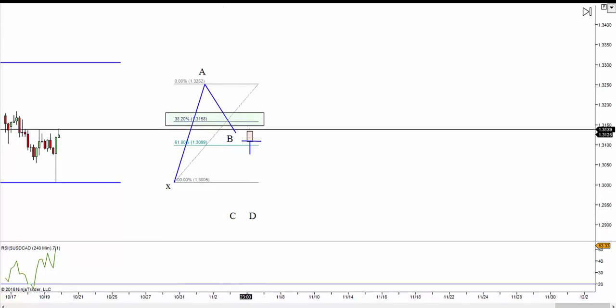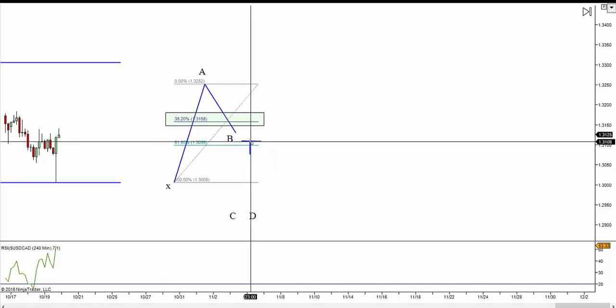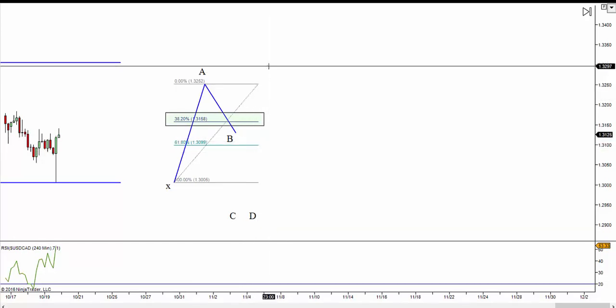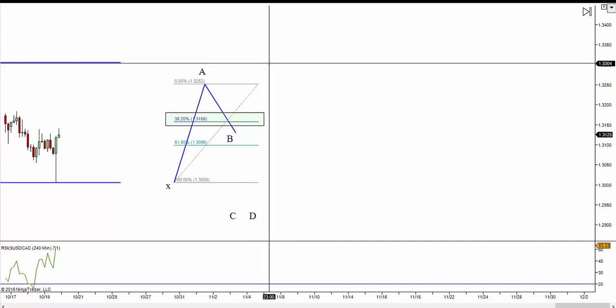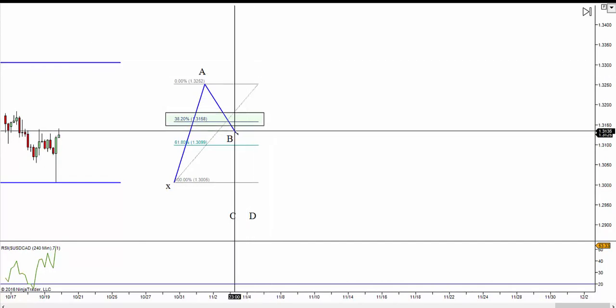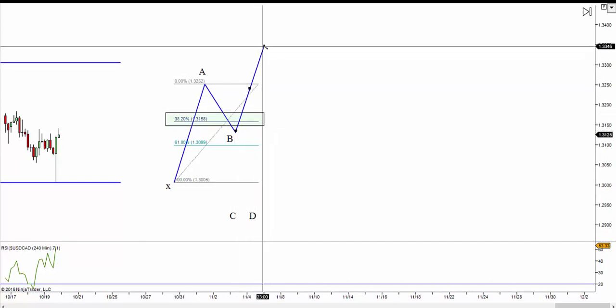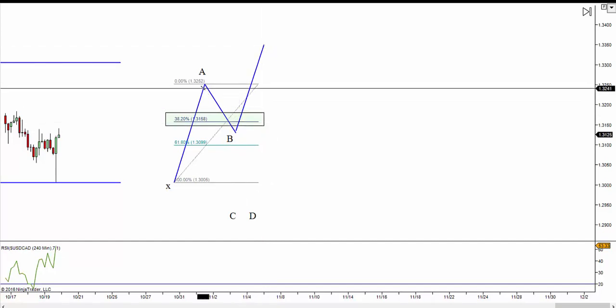Just an example. Let me delete this off of here so we've got a clean chart. So we've got those levels there. We're going to look for price to push back up and make new highs. The price is going to rally up past this level, making new highs.